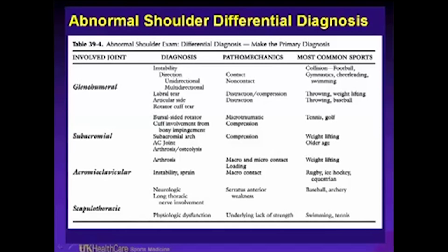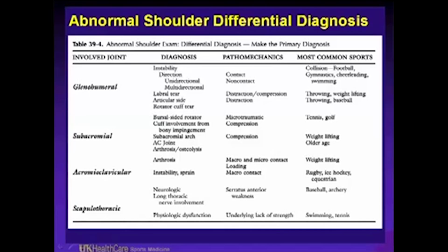Acromioclavicular problems, think about arthritis in a weightlifter, the weightlifter's shoulder of the AC joint. These individuals also have glenohumeral problems, mainly because of their sport of weightlifting and using the shoulder in a way it's not meant for.